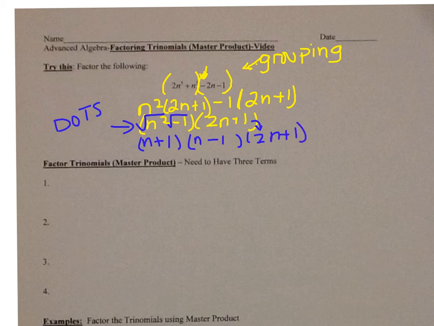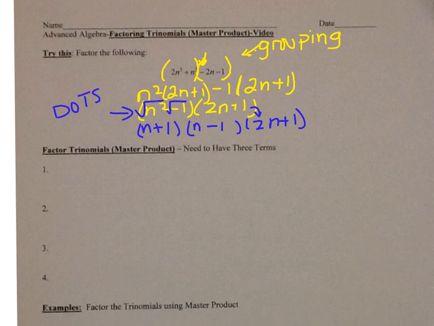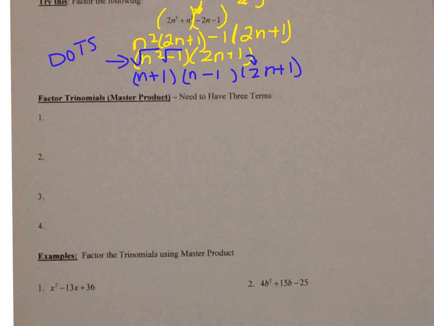Okay, so now let's talk about factoring trinomials. Okay, so let's write down some rules here. So the first thing is, when we factor trinomials, tri means 3. So you have to have 3 terms in order to factor a trinomial using master product. All right, so the first thing, number 1, you're going to multiply. So don't write your notes too big. We have a few things to write for step 1 and step 2.